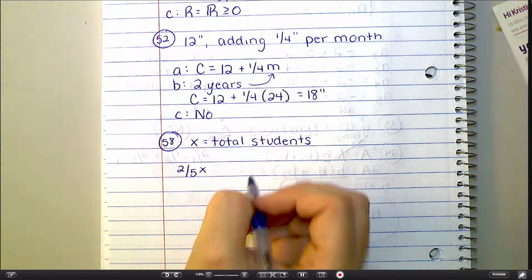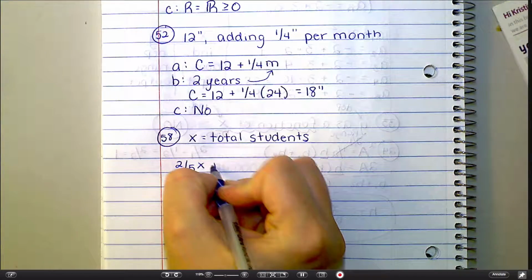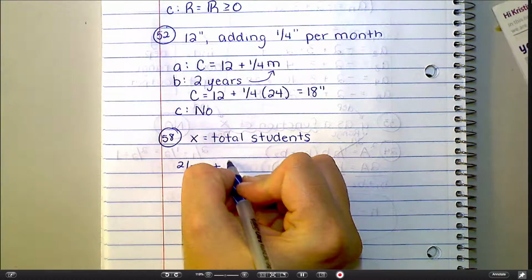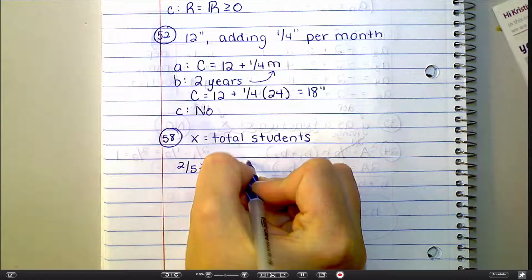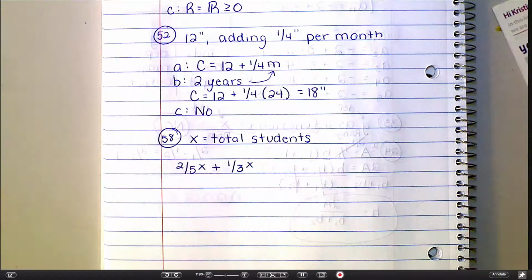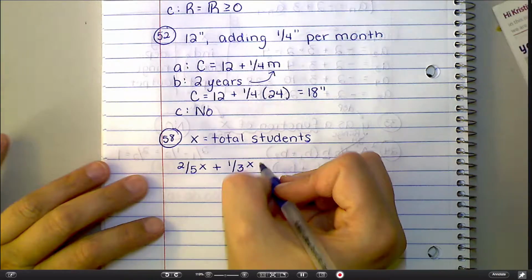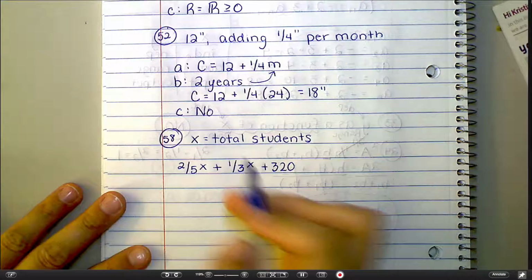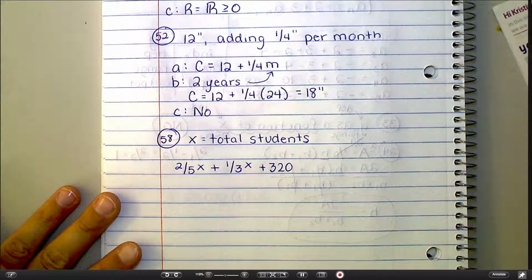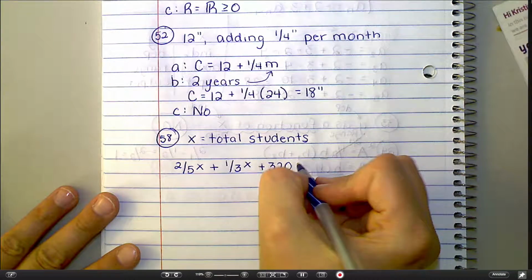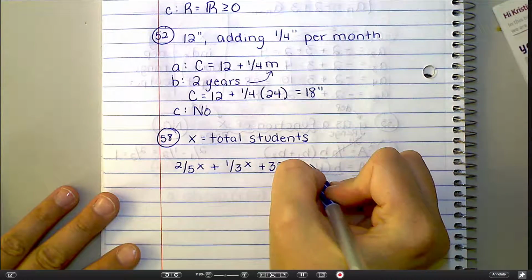How do I show the juniors? 1/3 are in grade 11. How do I show juniors? 1/3 x. And then 320 of them are seniors. How do I show the seniors? Plus 320. Just 320, right? No x on that one? When I add up sophomores, juniors, and seniors, what does that give me? All of the students in the school.